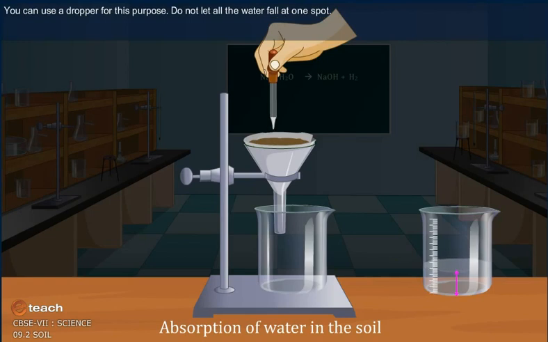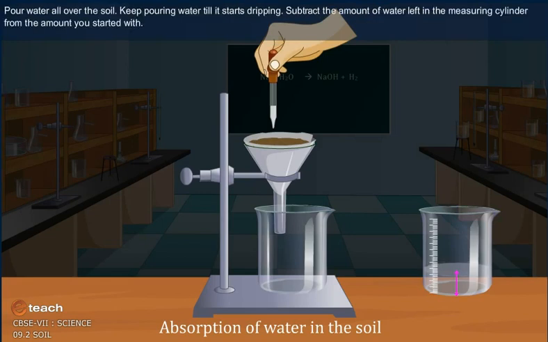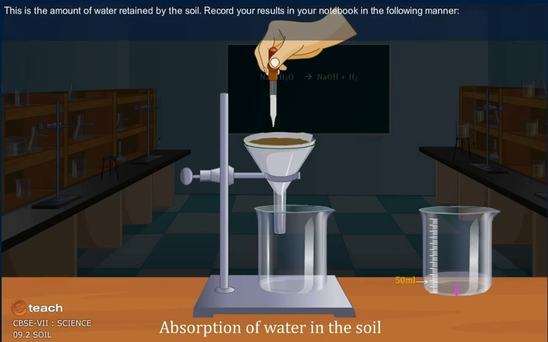Do not let all the water fall at one spot. Pour water all over the soil. Keep pouring water till it starts dripping. Subtract the amount of water left in the measuring cylinder from the amount you started with. This is the amount of water retained by the soil. Record your results in your notebook in the following manner.